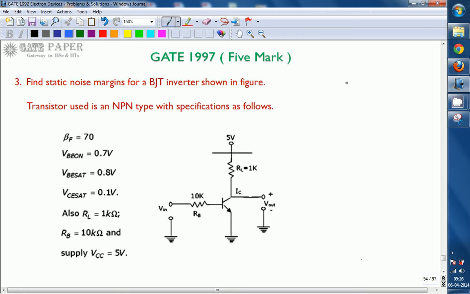So first of all, we should know the noise margin. Noise margin for low level is different, and noise margin for high level is different. We can calculate noise margin for low level as VIL minus VOL, and noise margin for high level is equal to VOH minus VIH. These are the different noise margins for low level and high level. What is meant by VIL, VOL, VOH and VIH, that we will see first.